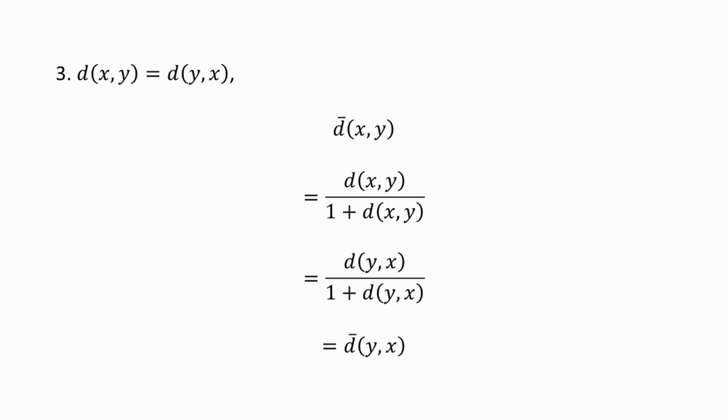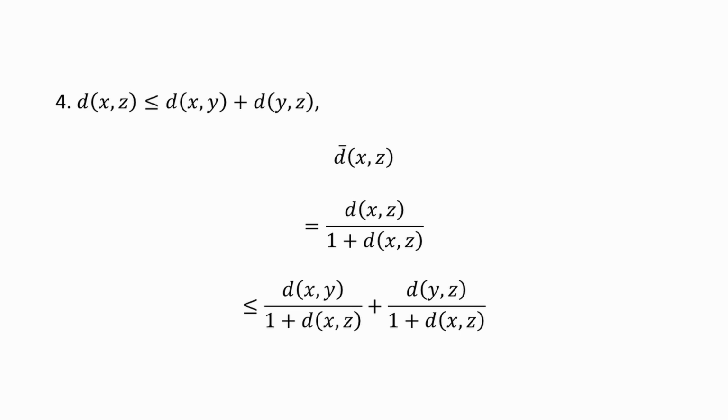Third, d(x, y) equals d(y, x). Again, we apply the definition of d bar, we get the second expression, but since d(x, y) equals d(y, x), we get the third expression, which is d(y, x) over 1 plus d(y, x), and we use the definition of d bar, then we can go back to d bar(y, x).